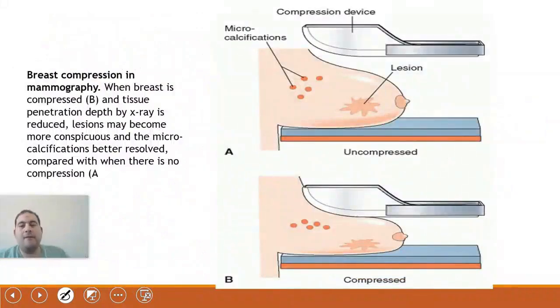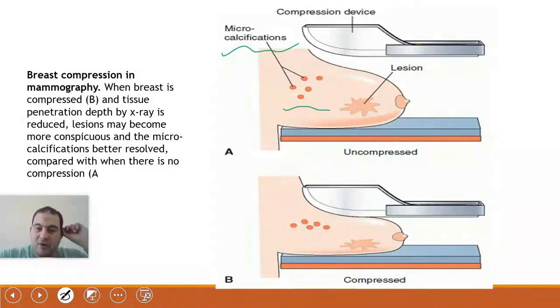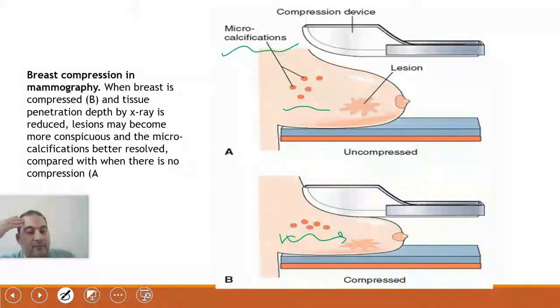Why do we apply compression? For example, if I have microcalcification, as I see here, and they are all stacked on top of each other like this, without compression, you want to spread this microcalcification across your view. So you apply compression, which reduces thickness and minimizes scattered radiation, while at the same time spreading them out like this. When you come to do imaging, you can see them and resolve them better compared to without compression.